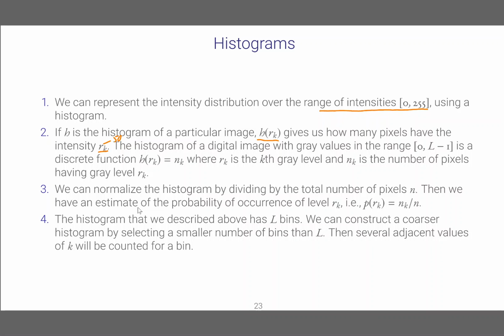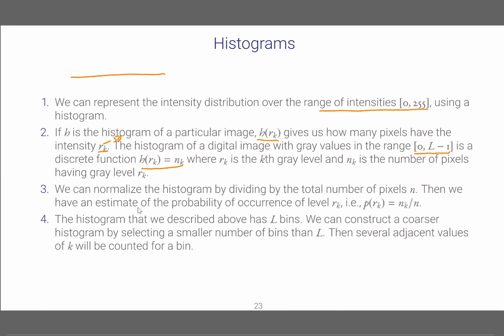The histogram of a digital image with gray values in the range 0 to L-1 in general is a discrete function H(r_k) equals n_k, where r_k is the kth gray level and n_k is the number of pixels having gray level r_k. So what is this histogram in reality?